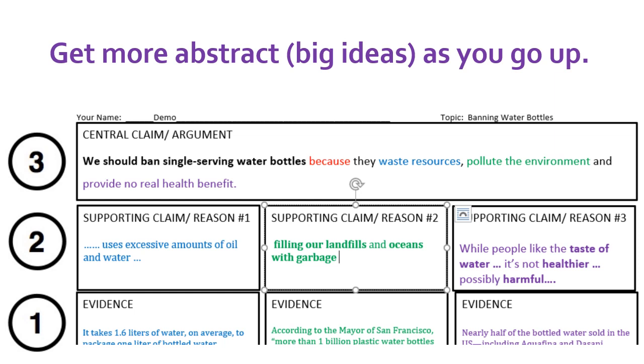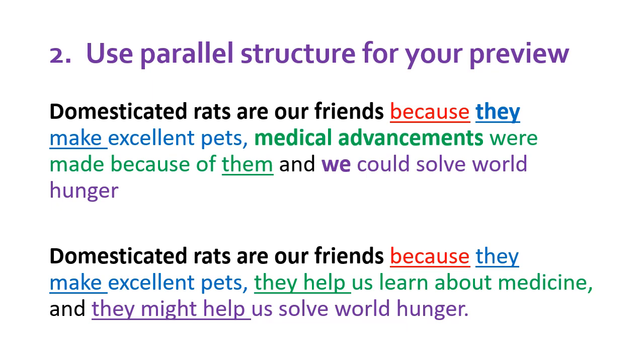So my roadmap is just a few short phrases with the most abstract language to represent the biggest ideas or concepts. Your roadmap should not be a long list with complete topic sentences or specific details that you plan to argue. The second tip is to use parallel structure for your preview.